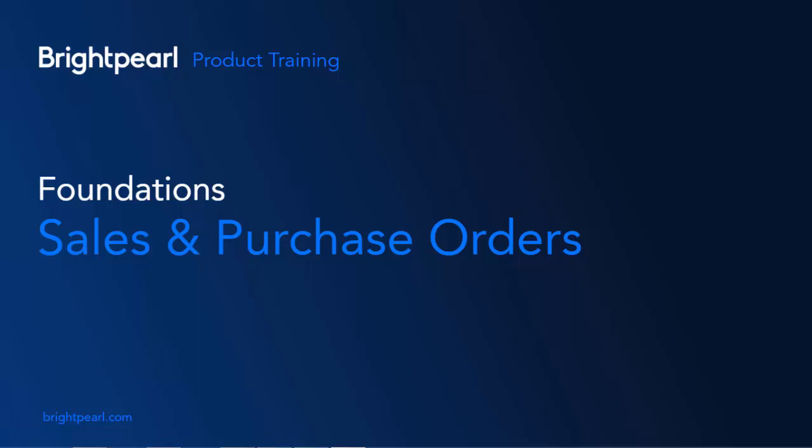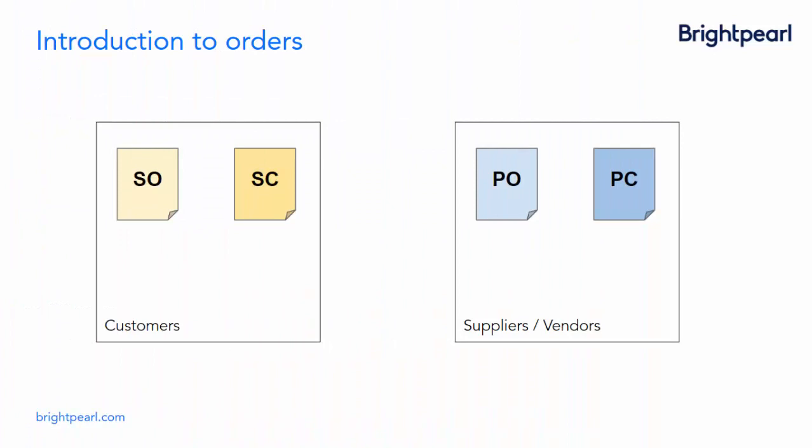In this video, we're going to look at the concepts of sales and purchase orders. There are four types of orders. Sales orders and sales credits are related to customers, while purchase orders and purchase credits are related to suppliers, which are called vendors on US accounts.